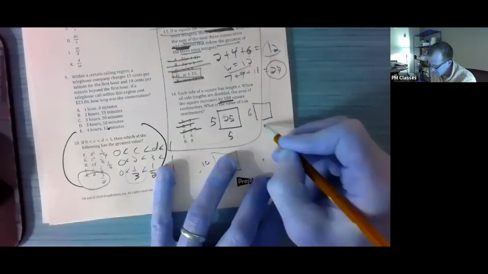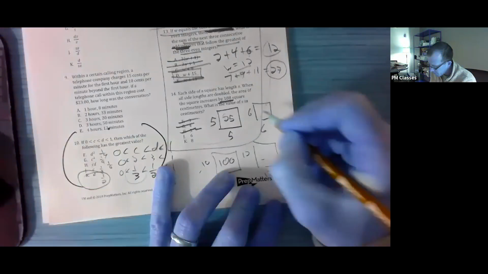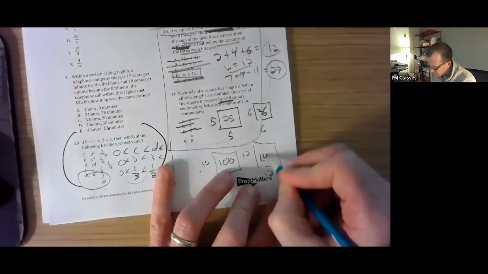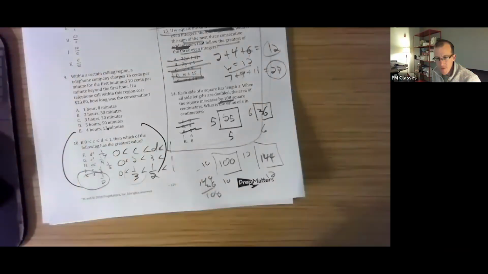6, 6. If I double that, 12, 12. Area there, 36. Area there, 144. 144 minus 36 is, as you guessed it, 108. So that's the right answer.